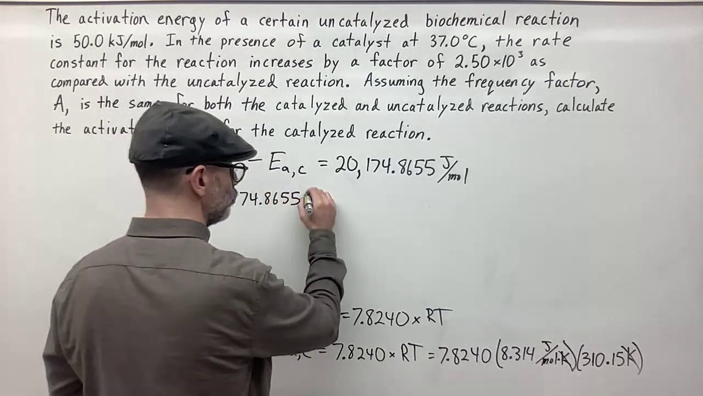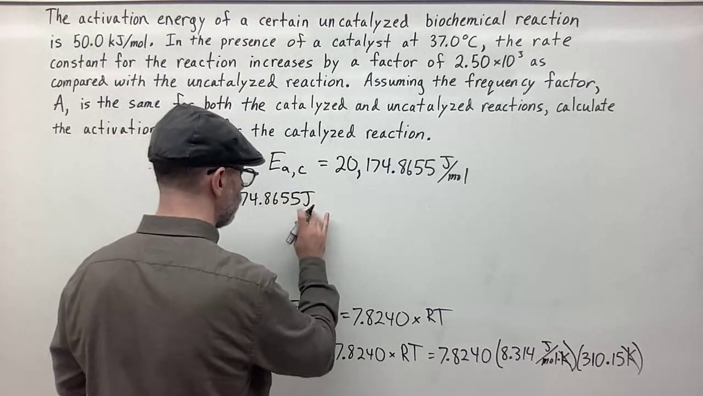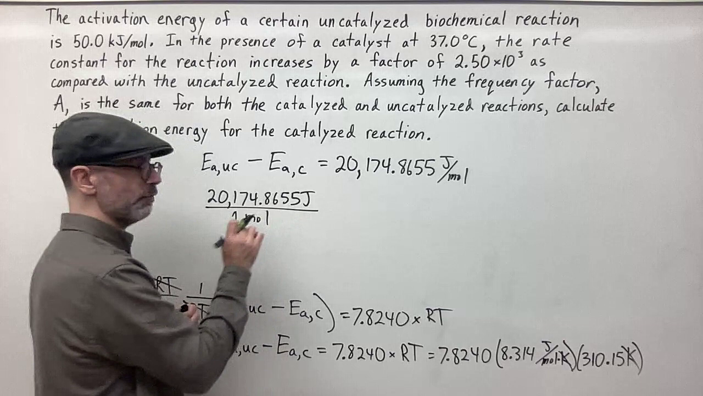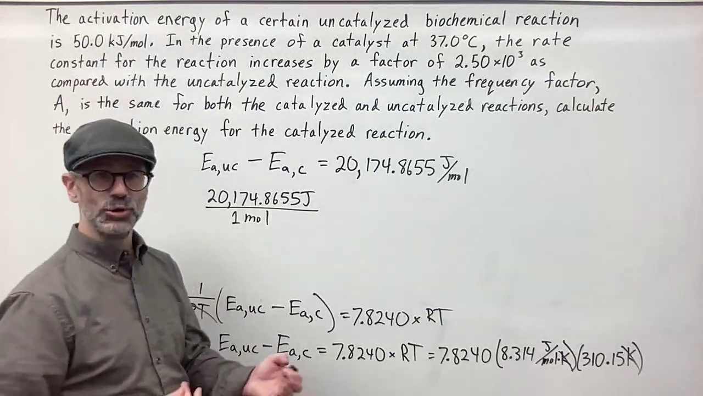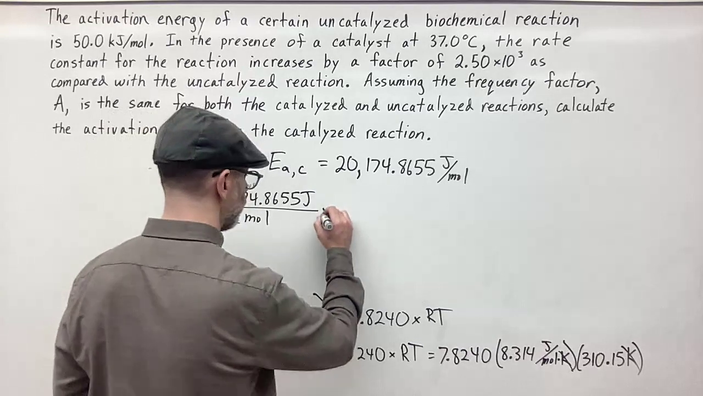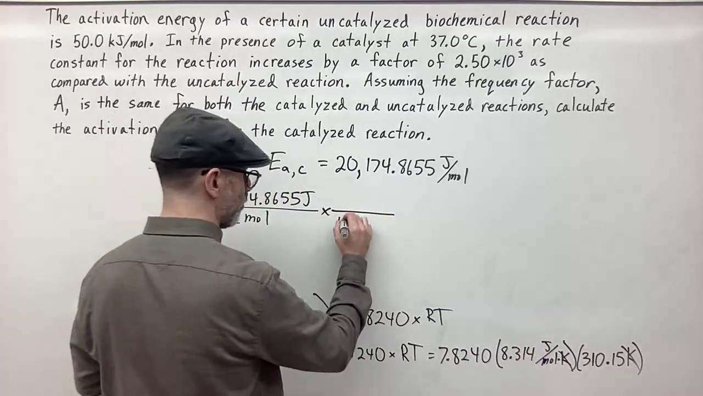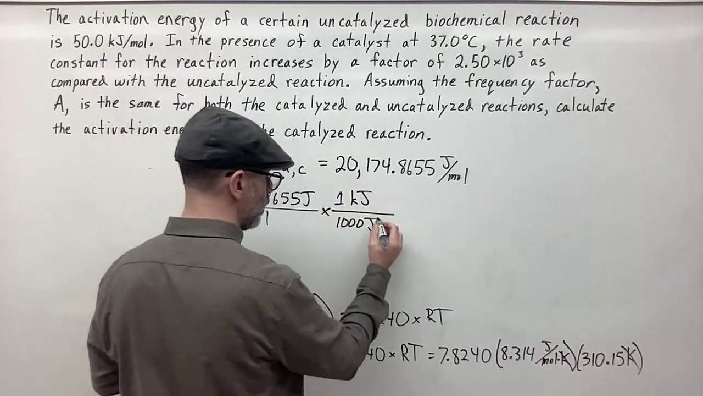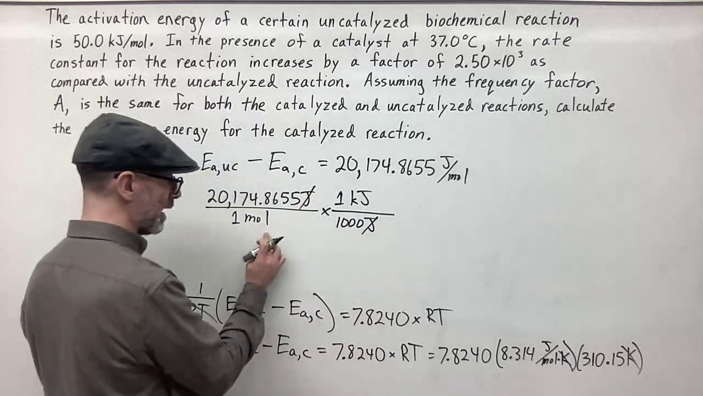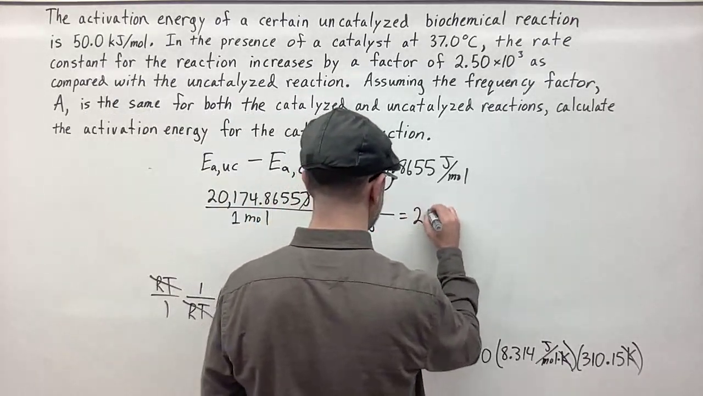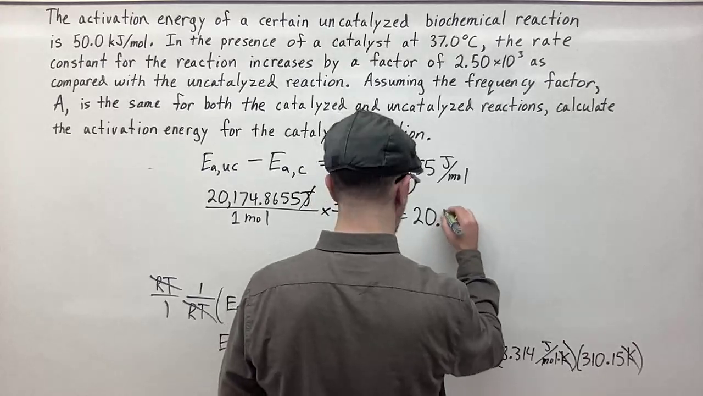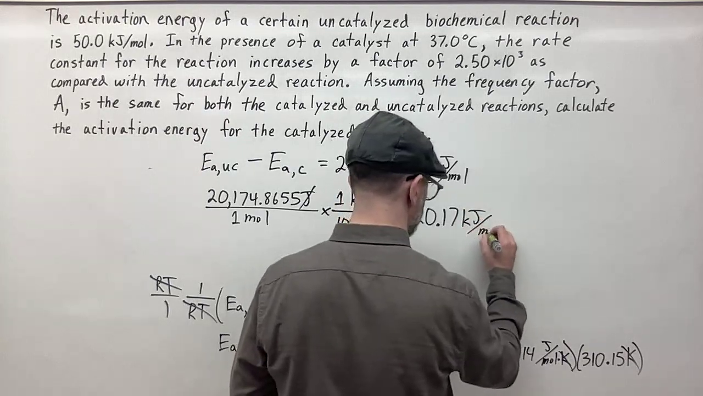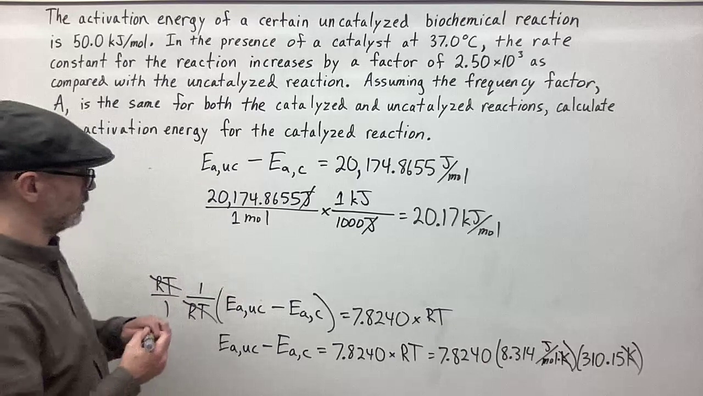20,174.8655. That's joules per mole. So I am going to put joules on top and 1 mole on the bottom. I want to convert joules to kilojoules. I know that 1 kilojoule is 1,000 joules, so I can set up the ratio here. So 1,000 joules on the bottom, 1 kilojoule on top. Joules cancels out. Now I divide by 1,000 and I end up getting 20.17 kilojoules per mole.